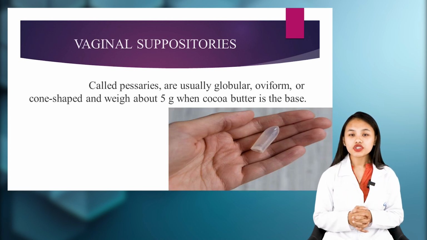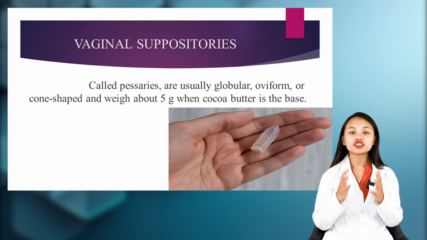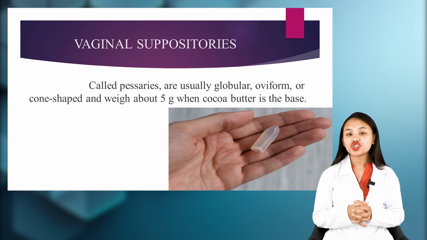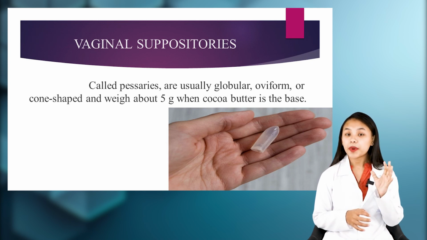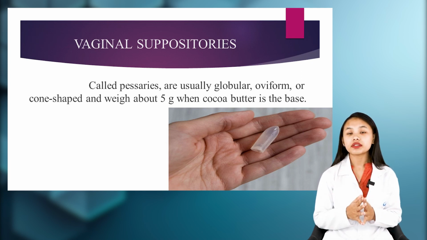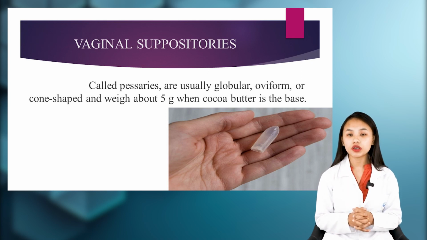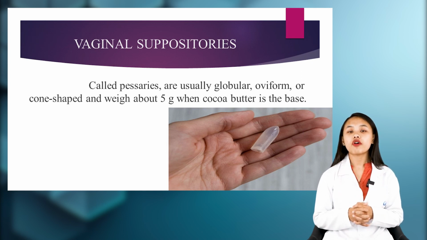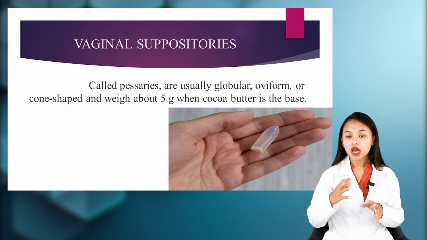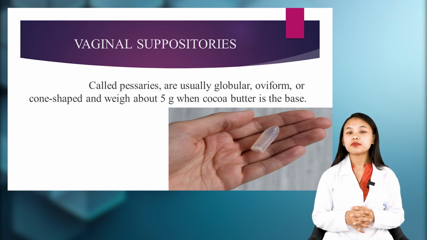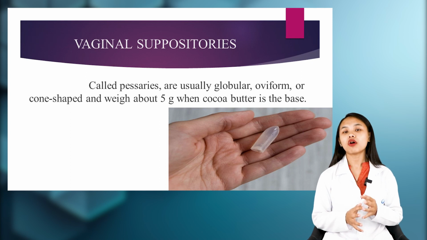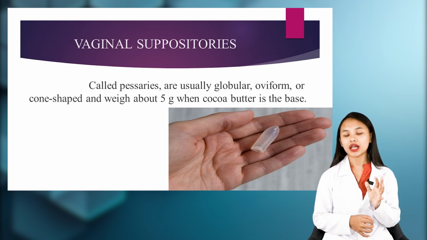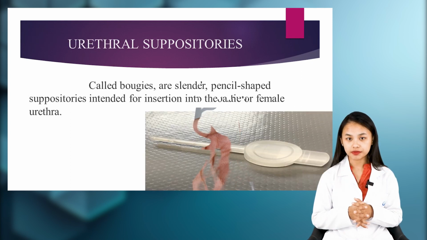Now, when we talk about vaginal suppositories, also called pessaries, they are either oviform, globular, or even cone-shaped. They usually weigh 5 grams. However, this may vary depending on the base as well as the medication.